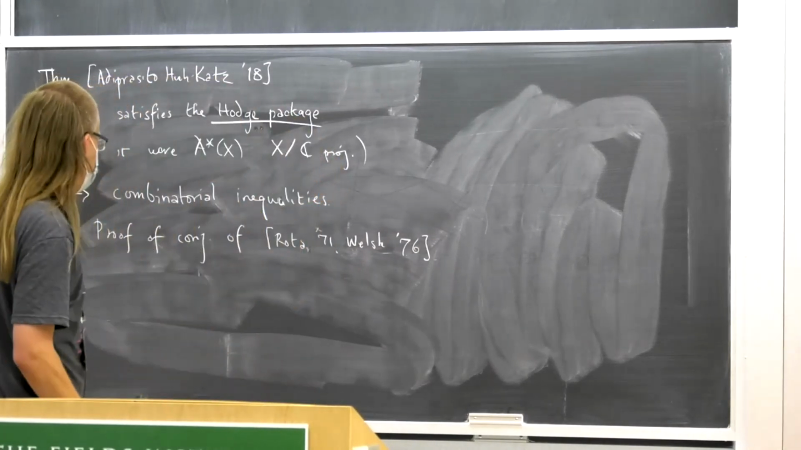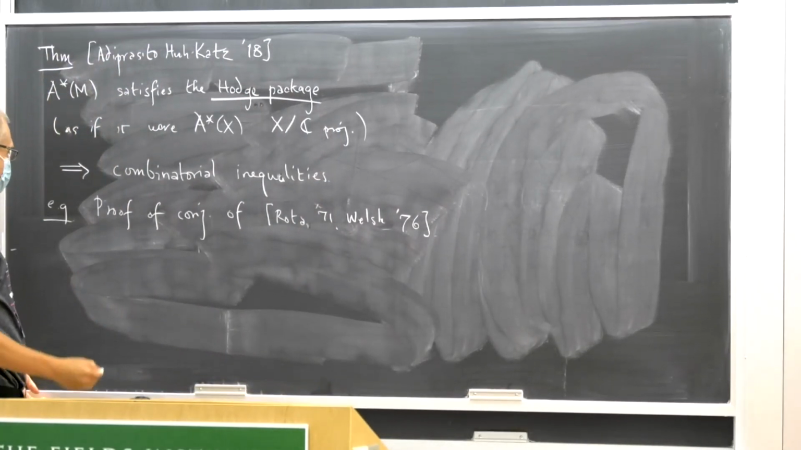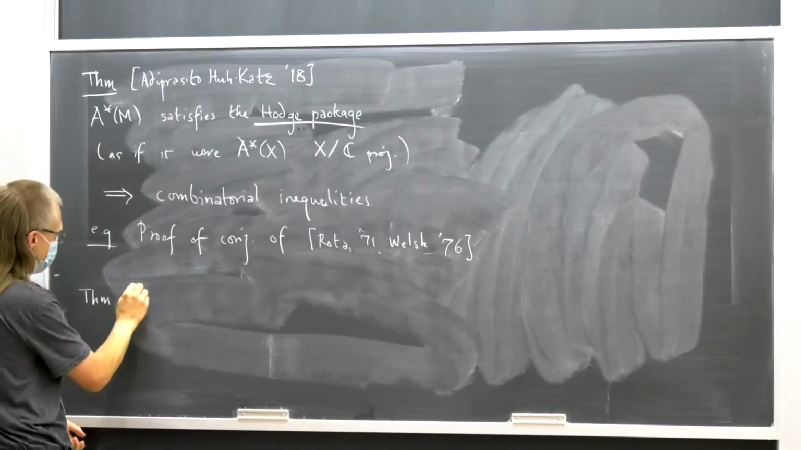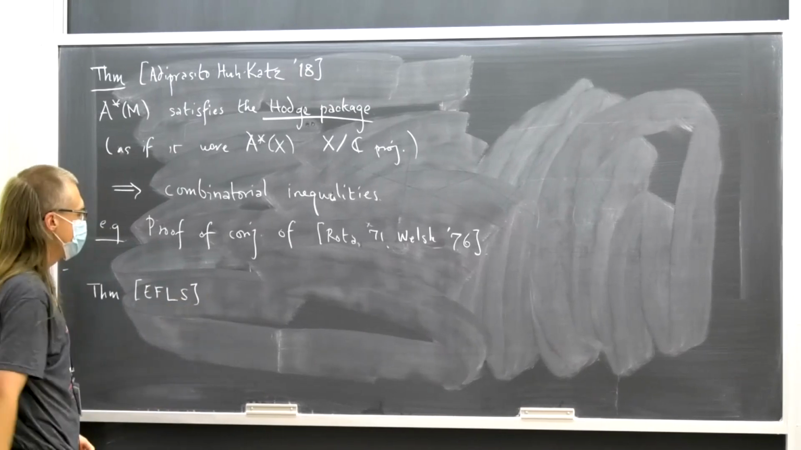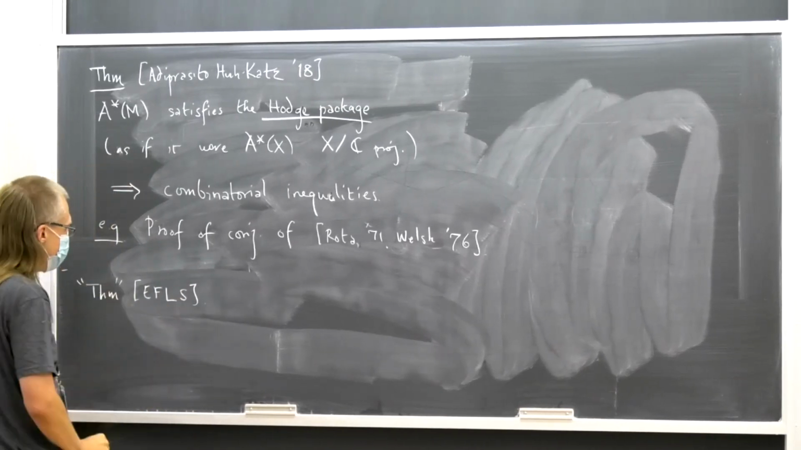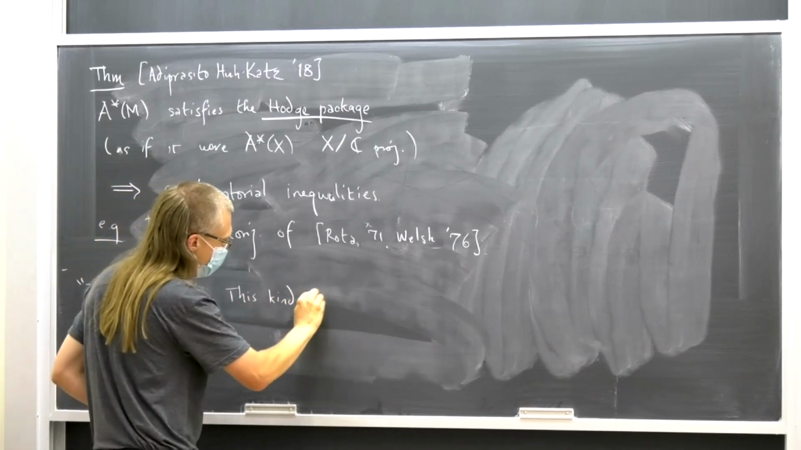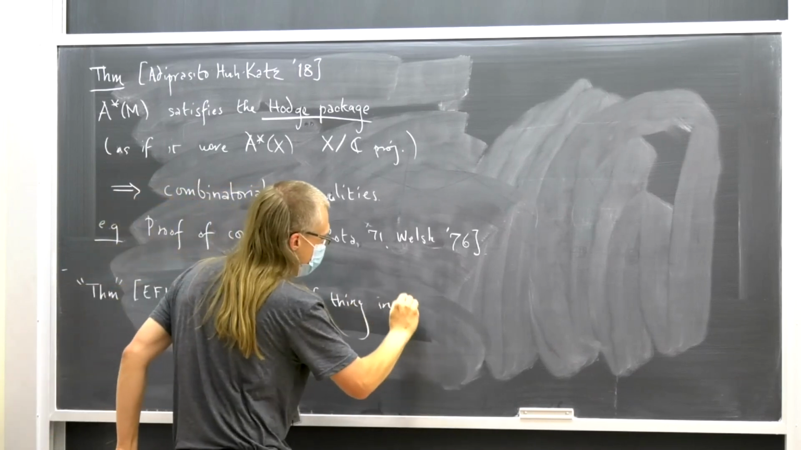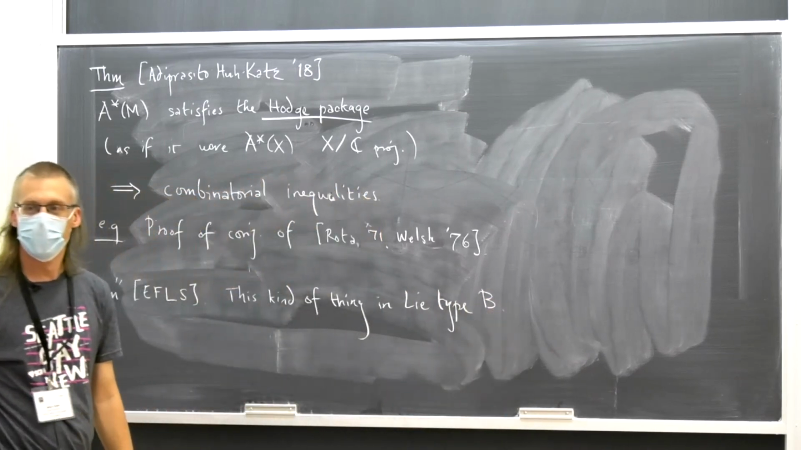In some sense, this is what we want to do. So, theorem stated far too vaguely: Eur, Larson, and Fink. Extremely vague theorem. We want to do this kind of thing. I will do better than this by the end of the talk, but for now, we want to do this kind of thing in Lie type B.